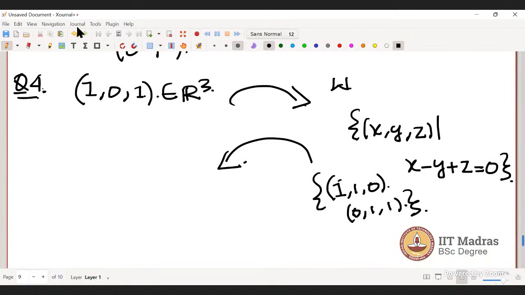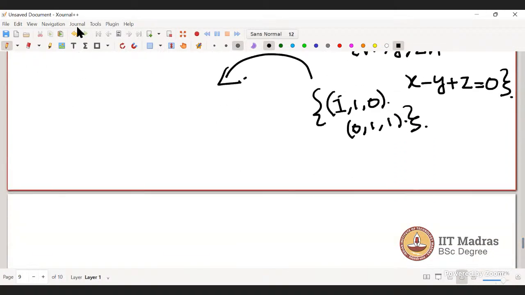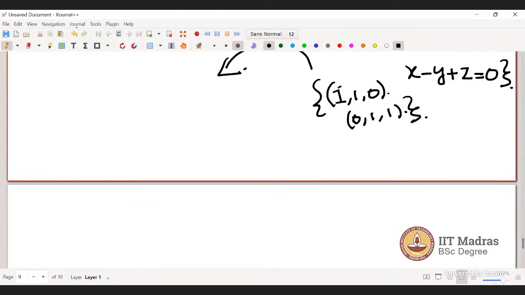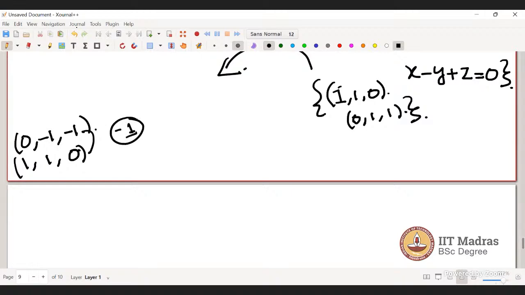Again the same procedure I have to use. If we take (0, -1, -1) and (1, 1, 0), this will be orthogonal, right? No. The inner product is non-zero. The inner product of these two vectors is -1, so it's not 0 actually. So you proceed. I'm thinking something.